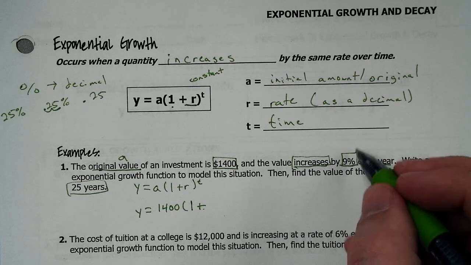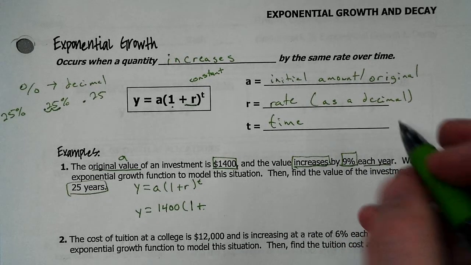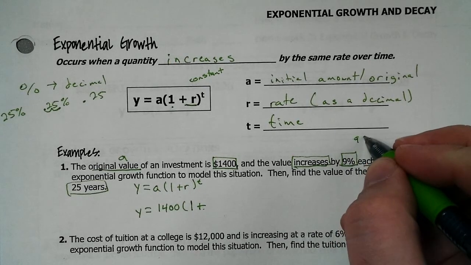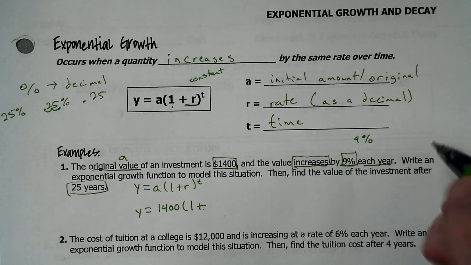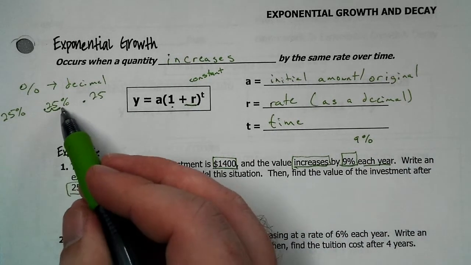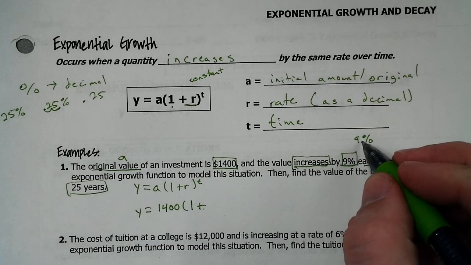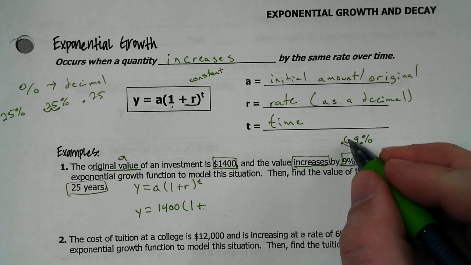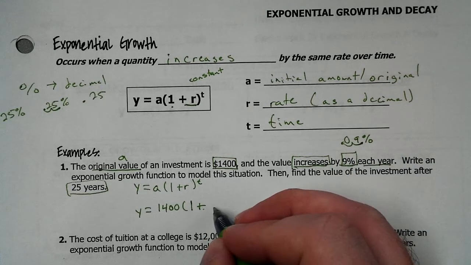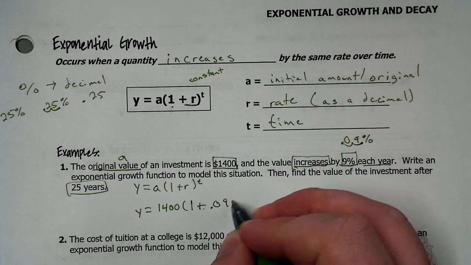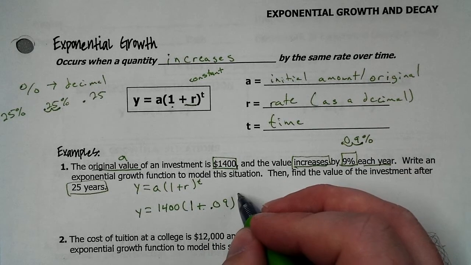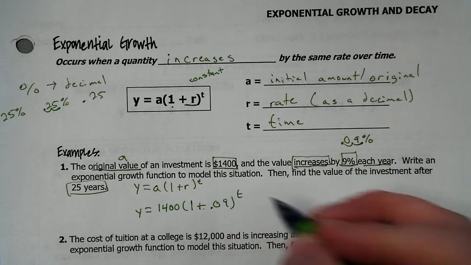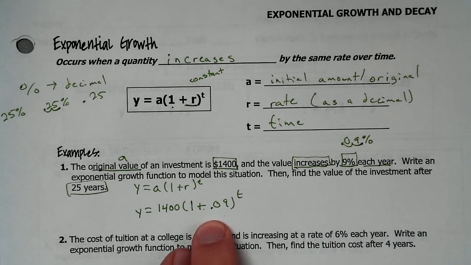Our rate was 9%, but we need 9% as a decimal. So we got to take our decimal place and move it 2 places to the left. So decimal not in sight, put it on the right, 2 places, 1, 2. Any empty spaces, put in a 0. So the decimal is going to be 0.09, and then raise to the t. So this is our initial function.